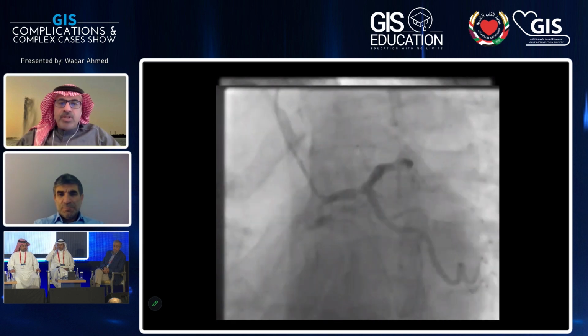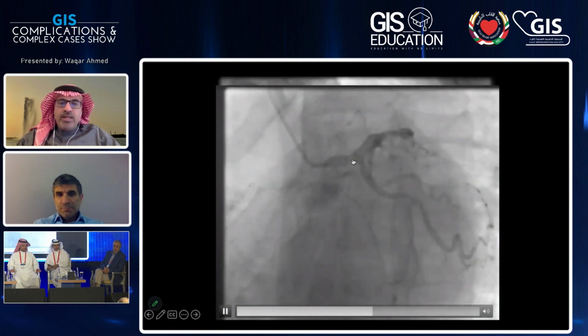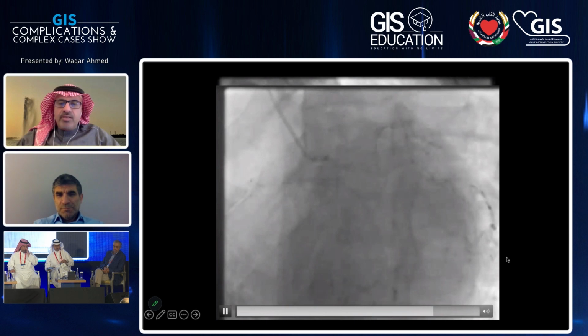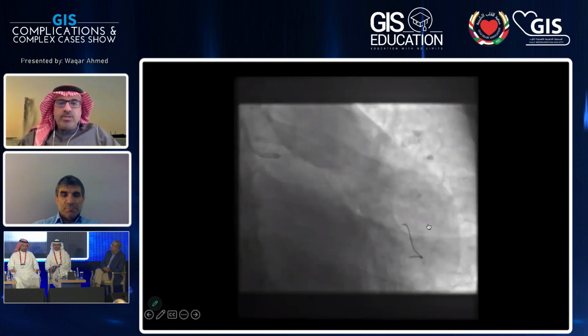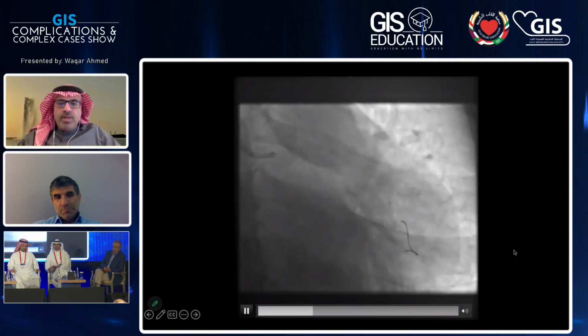Here is another picture, and it's important to look at the left main, the circumflex, the right coronary artery, and the LAD. So this was my plan. I think we always have great plans, and we have to have good plans: to do ultra-low contrast, IVUS-guided PCI of the LAD and circ, and then RCA PCI guided, of course, with intravascular ultrasound.